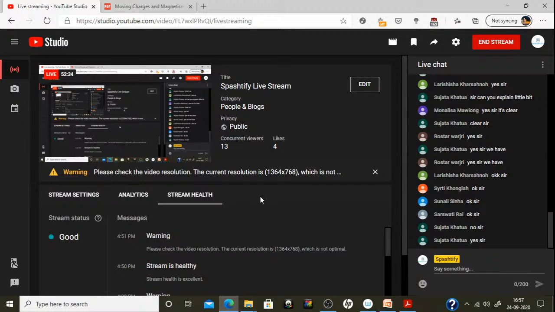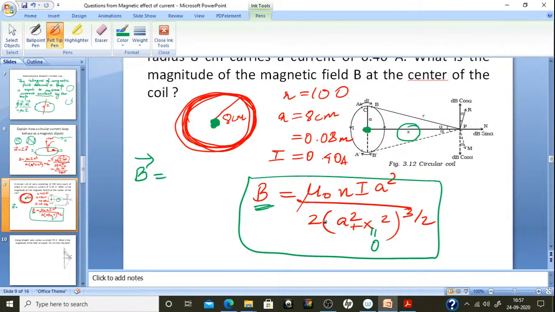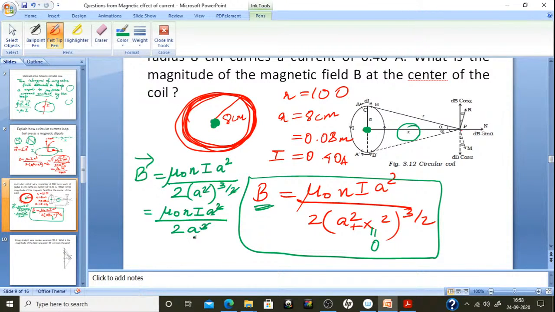Okay, so now if I put 0 here, what happens? Mu naught n I a square will not change because it is the radius. Only x will be 0, so this will become a square plus 0, and 3 by 2, so the 2 cancels, a cube. So the answer will be mu naught n I a square by 2a cube. So a square will cancel with a cube, and the answer will be mu naught n I by 2a.